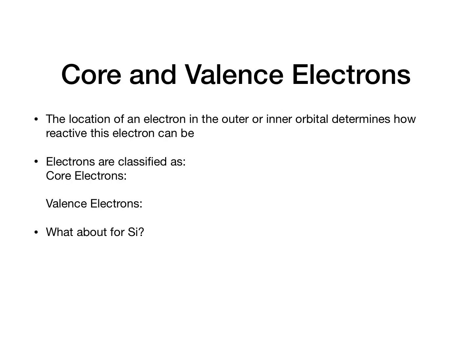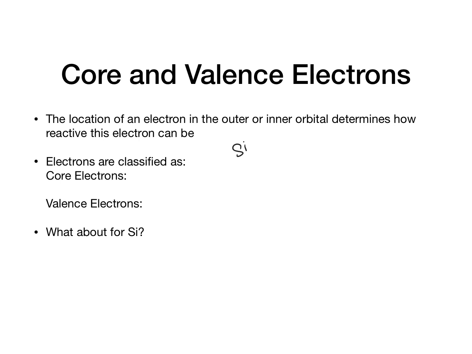The location of electron in either the inner or outer orbital determines how reactive this element can be. This tells us that electrons can be different types. So we can classify these as core electrons or valence electrons. So let's look at silicon. So silicon has 14 electrons.